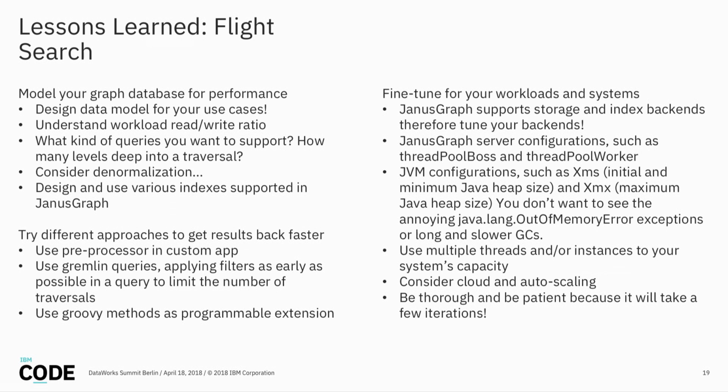Of course, JanusGraph provides a number of indexes you can use to help the search results. I mentioned a little bit, try to use different approaches to get the results back. Gremlin query is only one of them, right? You can do some pre-process. You can, like I said earlier, write extensions using Groovy.